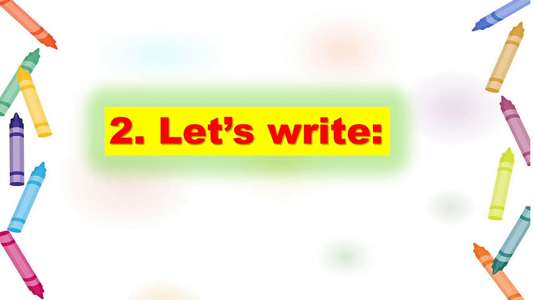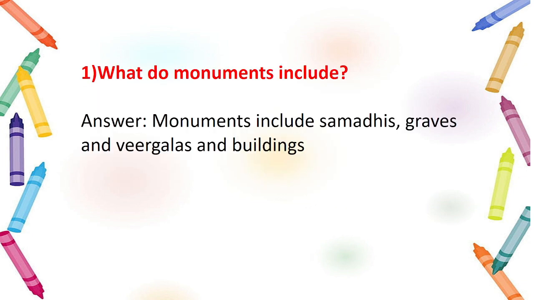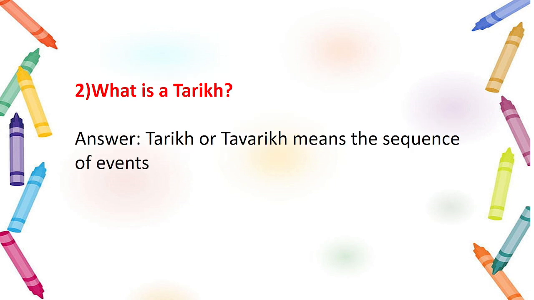Second question, let's write. First one, what do monuments include? See the answer. Monuments include samadhis, graves and veergals and buildings. Second question, what is tarikh? Answer, tarikh or tawarikh means the sequence of events.